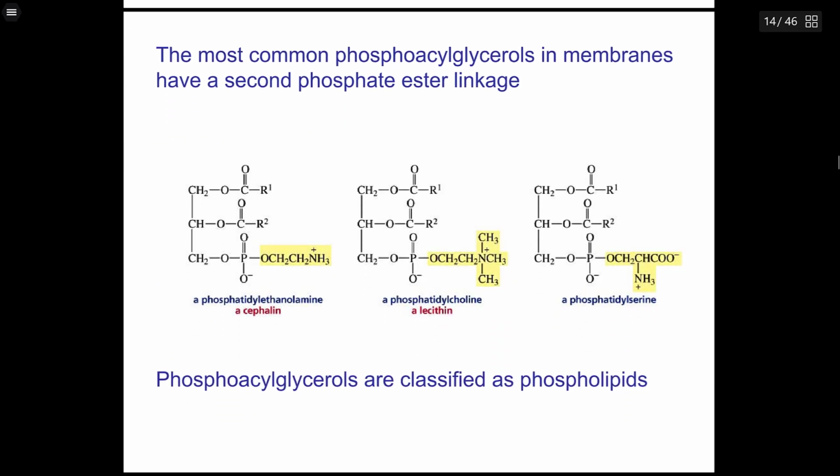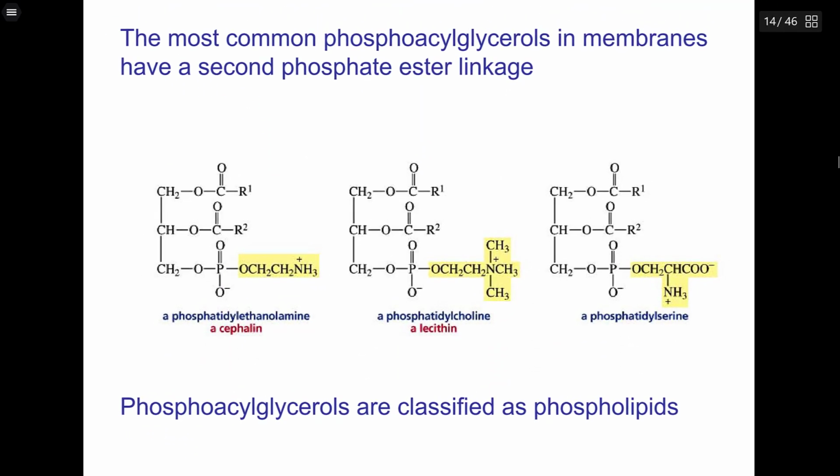There are a couple of different kinds of phospholipids, or phosphoacylglycerols. I find it's just easier to say phospholipids. There are cephalins, which we find a lot in nerve tissue. Lecithins, again, are common in cell walls. And then phosphatidylserine is another common structure that you'll see. These are all considered to be phospholipids.